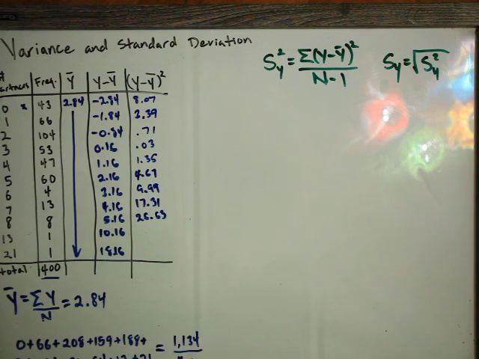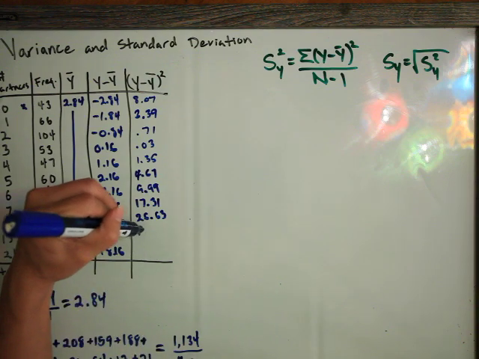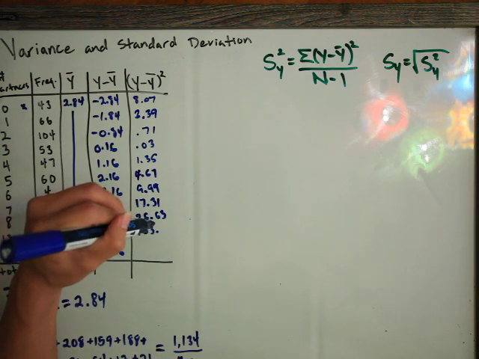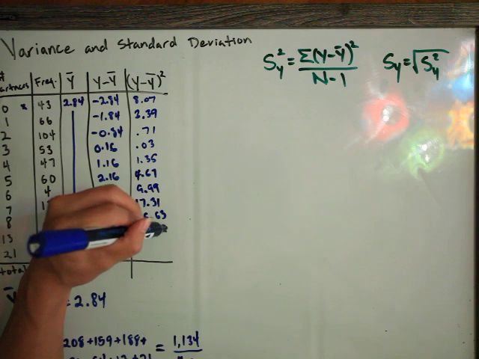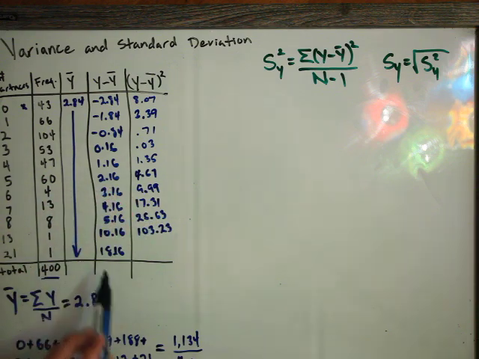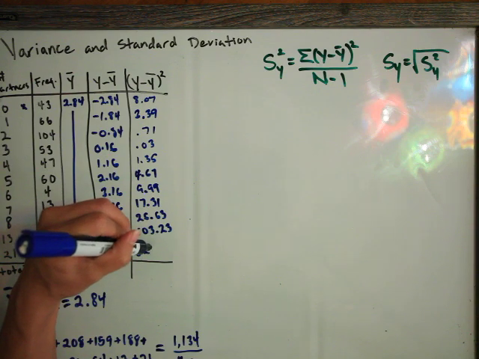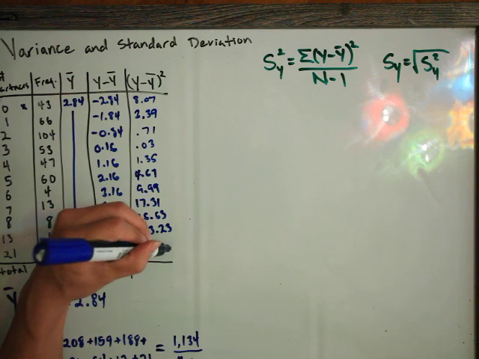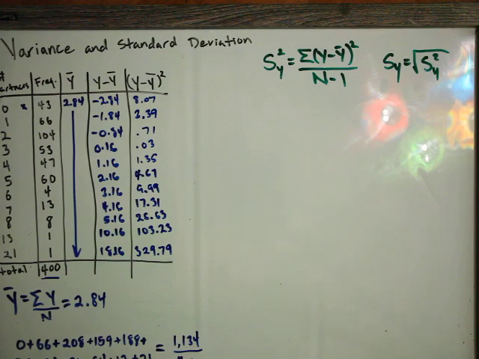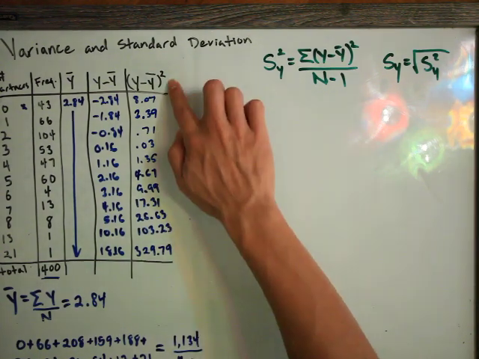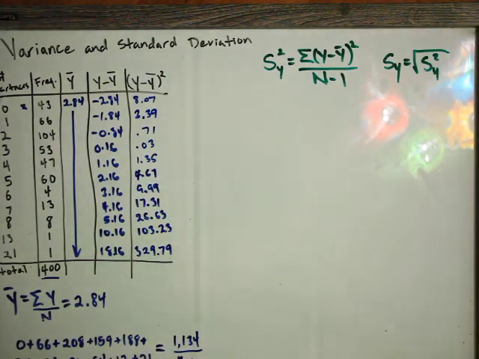10.16 squared gives us 103.23. And 18.16 squared gives us 329.79. Okay, so you might be thinking, alright, we have our y minus y bar squared column.